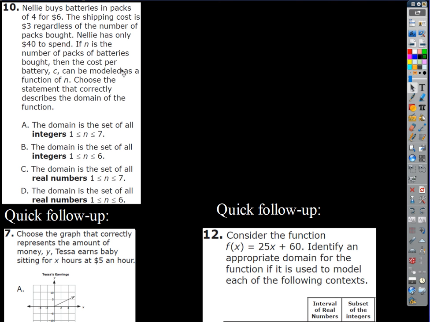a function of N. Now, this is starting to sound confusing, right? It's starting to sound like you're gonna have to come up with some function that represents the average cost per battery, but you don't. If you keep pushing on through this.